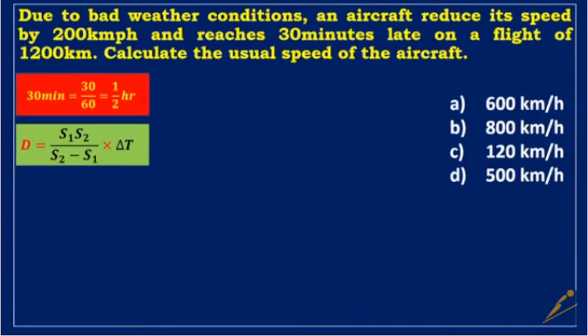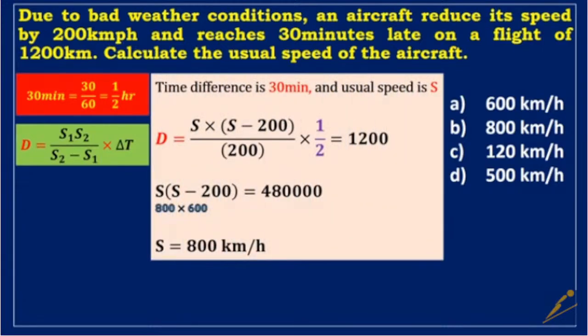Example 1. Due to bad weather conditions, an aircraft reduces its speed by 200 km per hour and reaches 30 minutes late on a flight of 1200 km. Calculate the usual speed of the aircraft. Let us assume that the usual speed of the aircraft is s and the aircraft reduces its speed by 200 km per hour, which is s minus 200. The difference in time del t is 30 minutes or half an hour.